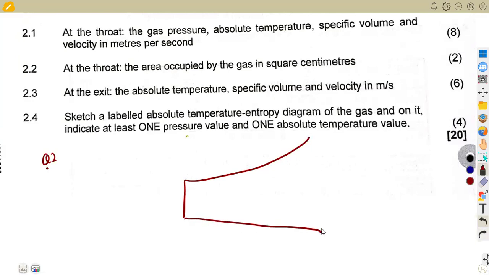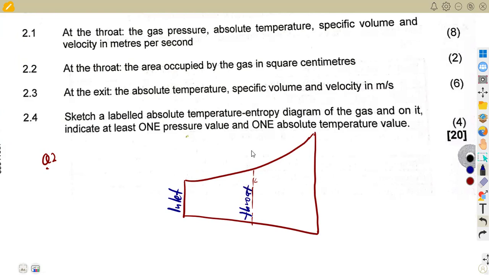I think it was on the steam. Yeah, that one we had steam. So just going to have something of this nature here. All right, so we have got the inlet conditions. This is our inlet. This is the critical part, the throat in this case, whereby we've got the critical condition. Then we have got the exit or the outlet. All right, you can just have this as the outlet.